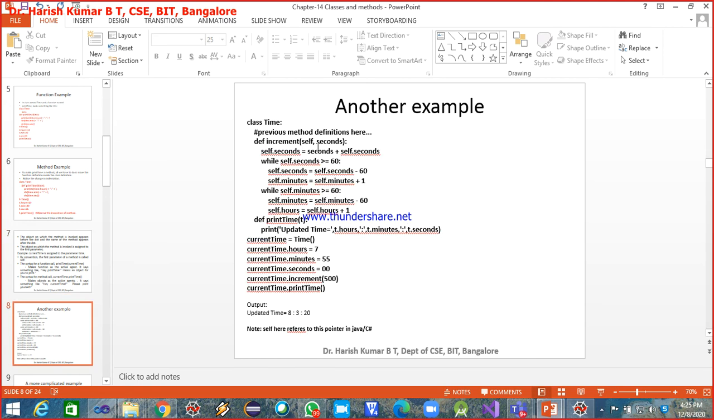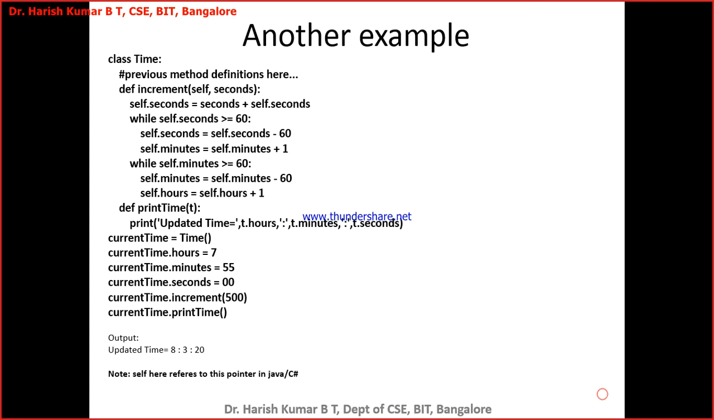This is using the self. I think I need to zoom this a bit. Okay, so class time, and inside the class I have given the definition for the method increment. If you notice, this increment is taking two parameters: one is self and the other one is seconds. Self is nothing but the this pointer. We'll come to the definition of this function later. Let me start from here. There are two definitions present inside the class time: one is increment, another one is print time.